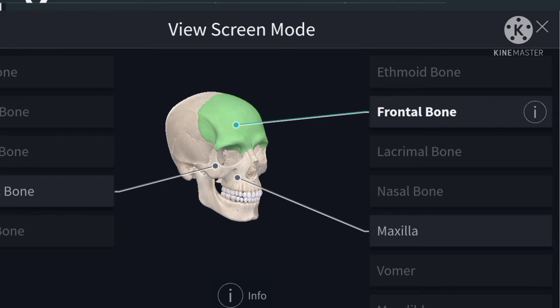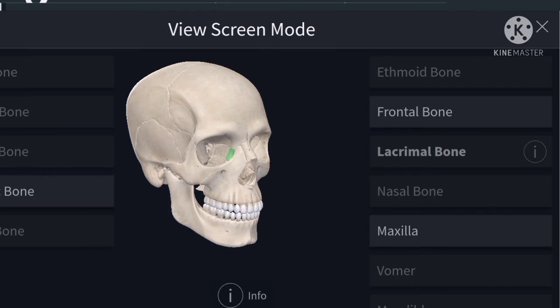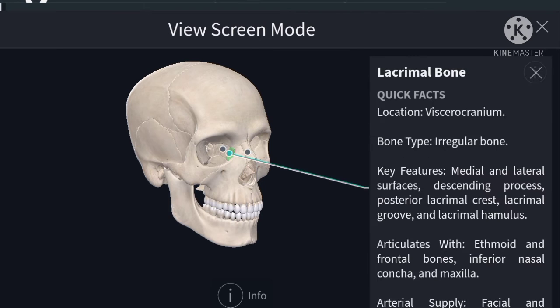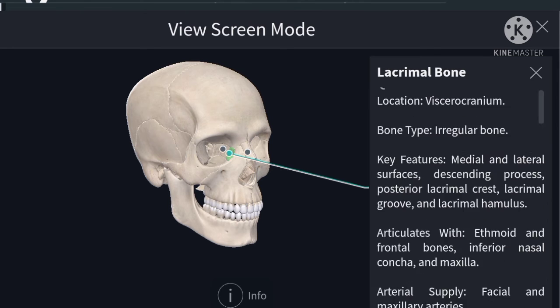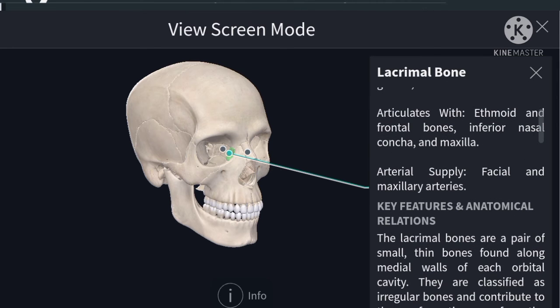Now we will talk about the lacrimal bone, and this is lacrimal bone and it is a type of irregular bone which is located in viscerocranium and it articulates with the ethmoid and the frontal bone, inferior nasal concha, maxillary, and it is supplied by the facial and maxillary artery.